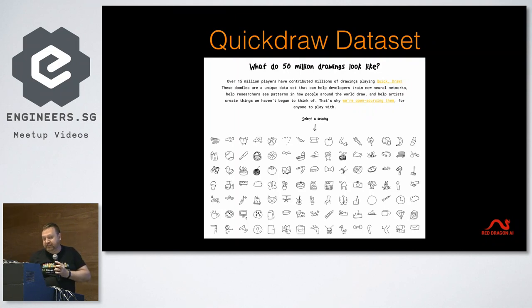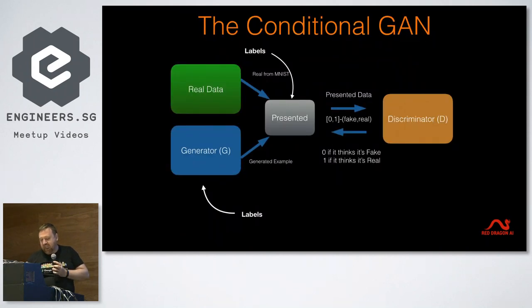But it also makes a really nice data set for us to train up a GAN to do this. And the particular type of GAN that I trained up for this is a conditional GAN. Let me explain the difference between a vanilla GAN and a conditional GAN. Everything's the same. Actually, we have noise going into the generator, even though I'm not showing it here. The thing that's different is we also pass in some labels.